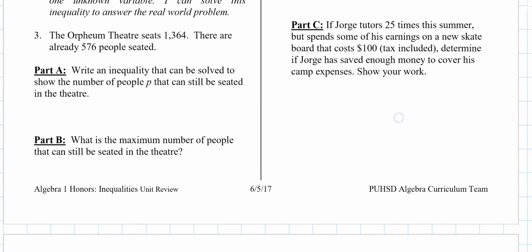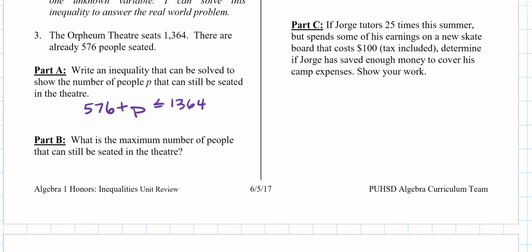Number 3. The Orpheum Theater seats 1,364 people. There are already 576 people that are seated. Write an inequality that can be solved to show the number of people P that can still be seated in the theater. Well, that seems pretty straightforward. We know that there's already 576 plus P must be less than or equal to 1,364. Has to be less than or equal because we can't have more than 1,364 people.